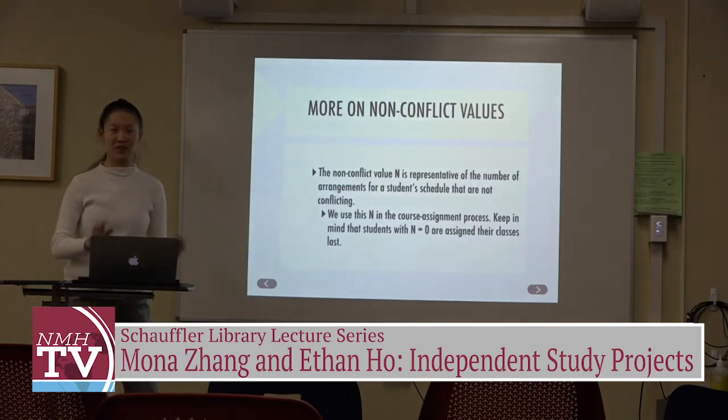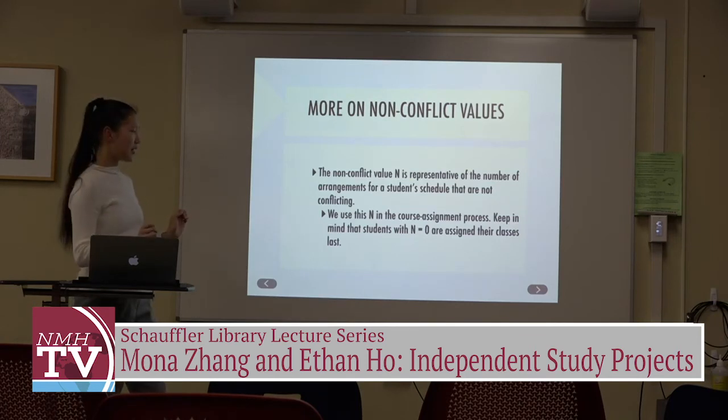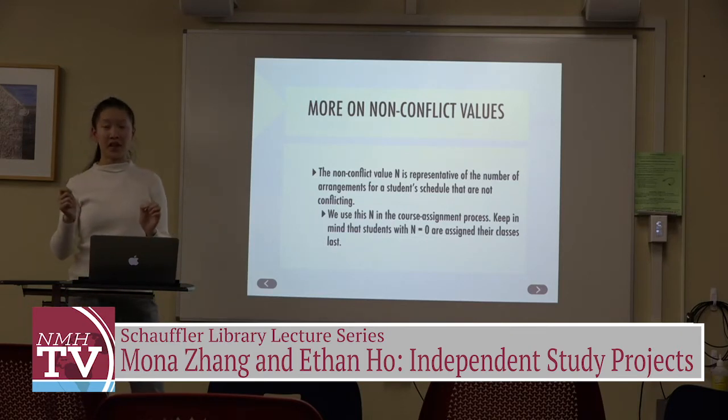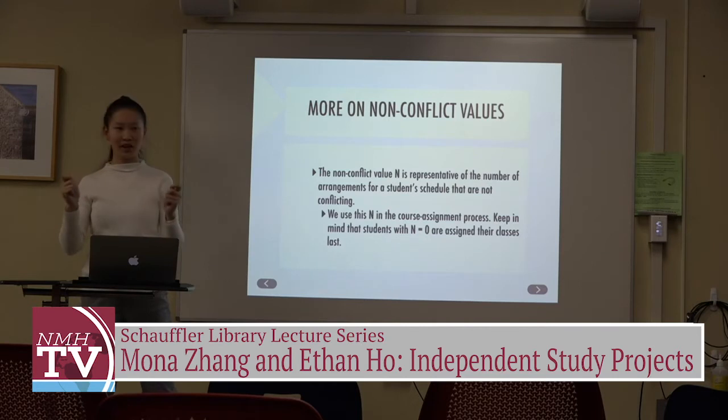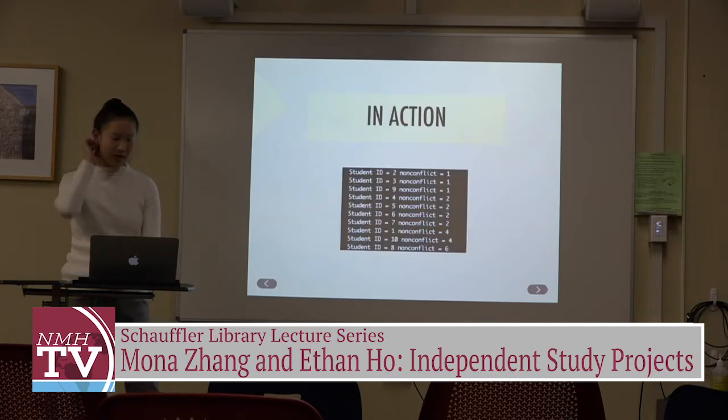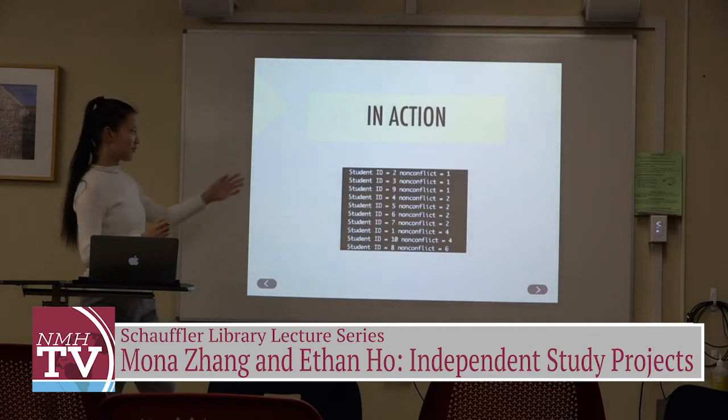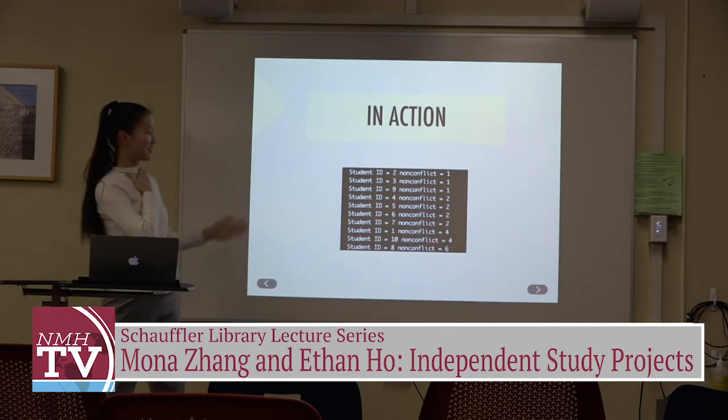Another key point that I want to emphasize is that, and you don't see this in the previous example that I just showed you, for students that have a non-conflict number of 0, I would assign them last. Because if they got a non-conflict value of 0, it means that none of their courses could possibly be arranged in a way that would get them all of their first choice classes. So it made sense for them to be sorted after everyone else got their priority classes first. This is an example of how my output looked after I ran the program.